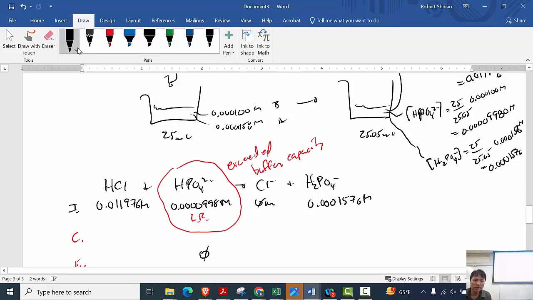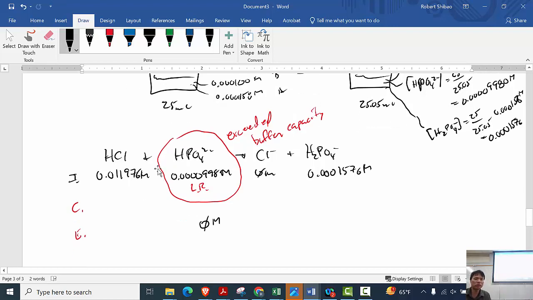At the end of this, we have no more base component, 0 molar. And then we're going to lose some HCl. So we're going to start off with 0.0119760 minus 0.00000998. You get 0.0118762 molar.